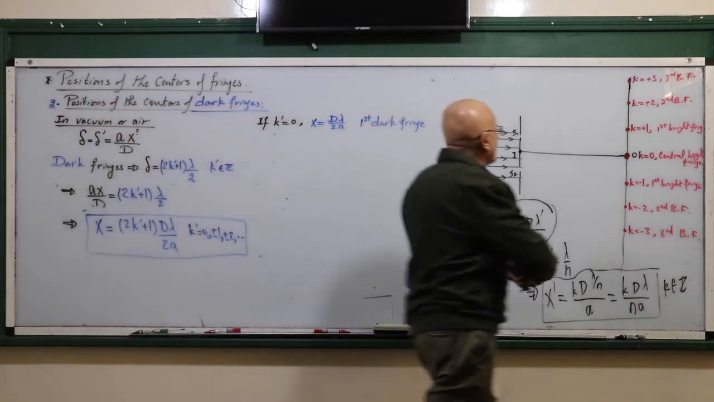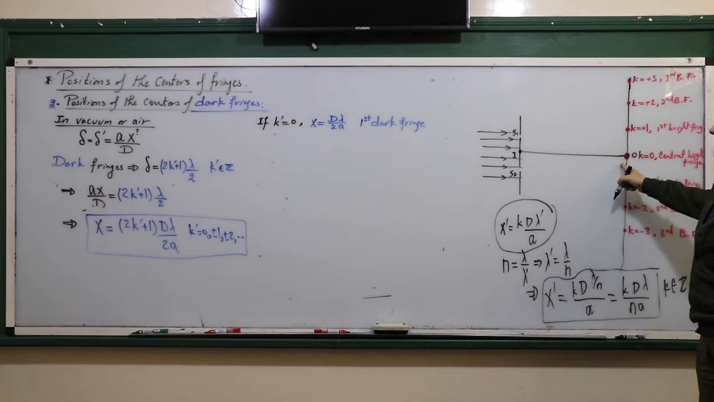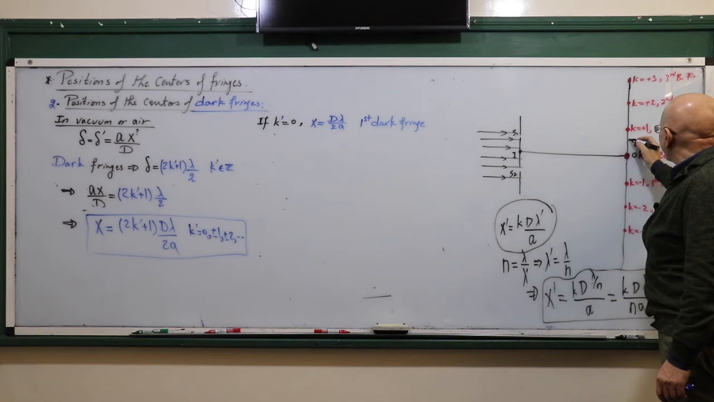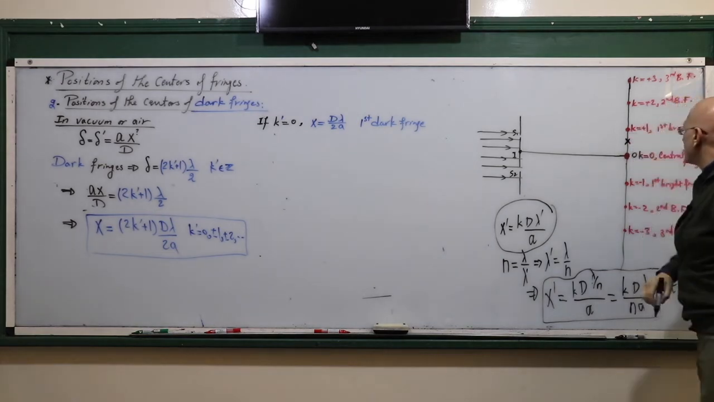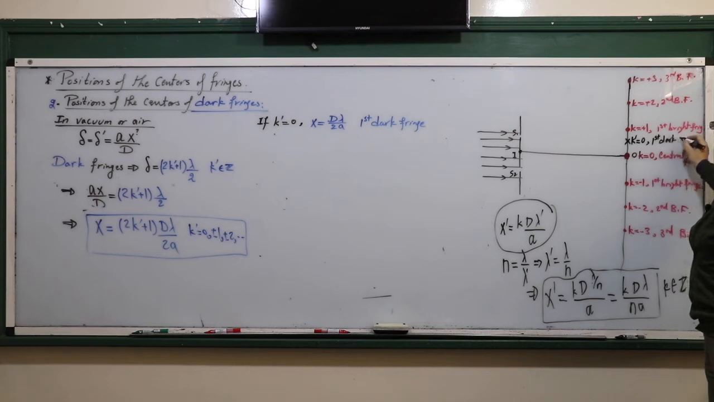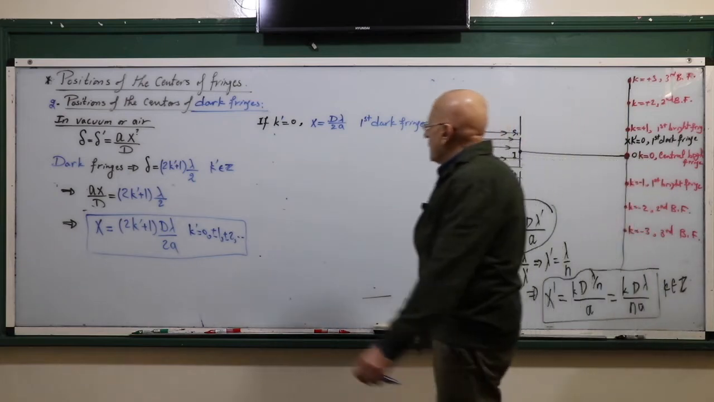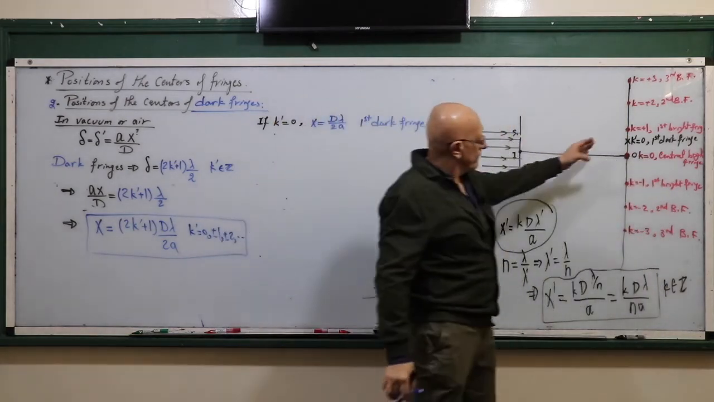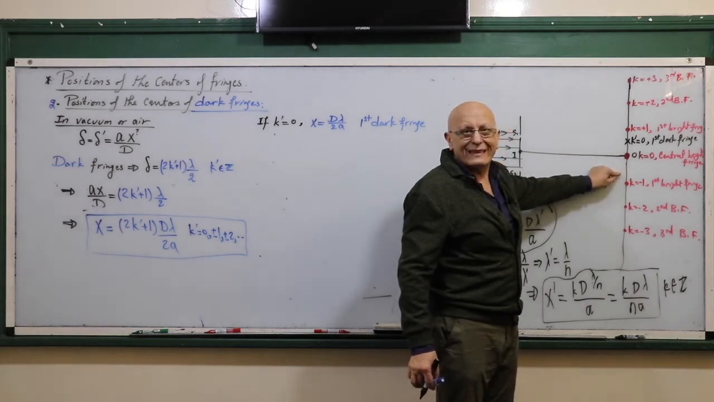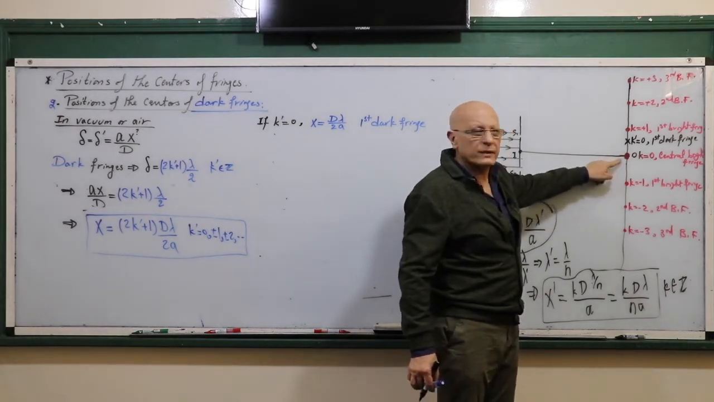Let's indicate it there. As we said, this is d lambda over A. This is d lambda over 2A. So the center of the first dark fringe is the midpoint of this segment. So K prime equals 0 gives you the first dark fringe, okay? There is also a first dark fringe between these two centers because the interference pattern is symmetric with respect to O.